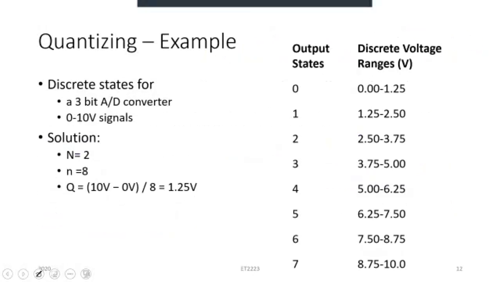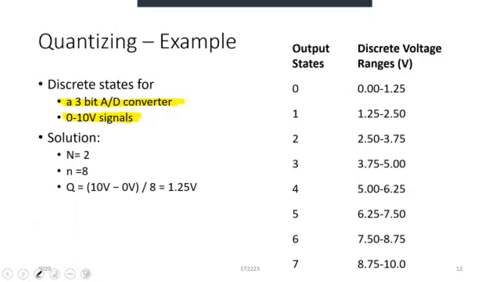So say we are using a 3-bit converter, and our original signal is between 0 and 10 volts. So the 0 to 10 volts is the range in our analog signal, and we are going to use a 3-bit converter to convert.